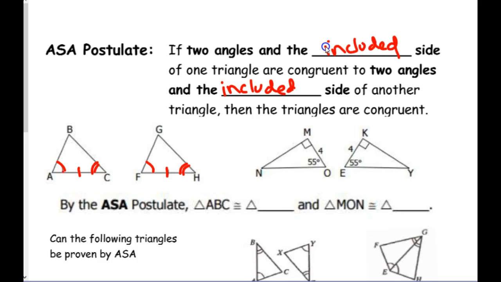I see angle, side, angle. A, S, A. Okay? Even over here, if you have numbers, so I got the right angle, that's an angle. Then I got a side, side, and then I got an angle. Okay? So again, angle, side, angle in that order. Okay? Along the edge. You're always going along the edge. So by the ASA postulate, ABC is congruent to FGH. And MON is congruent to KEY.